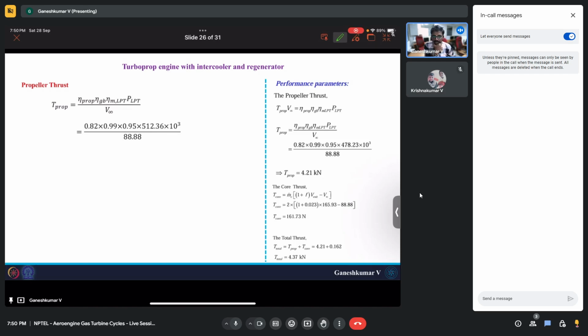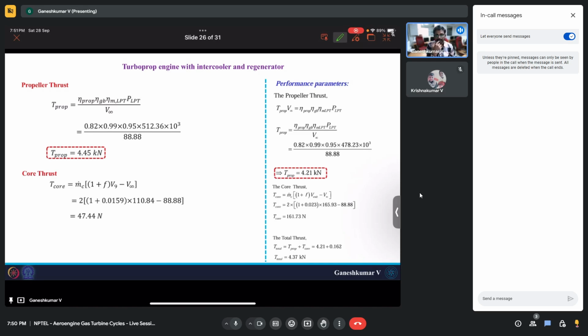So you can substitute these numbers. All the efficiencies are the same. The only thing is the power produced by the LP turbine is higher here. So we end up having higher thrust here, which is around 4.45 kilonewton. However, in the lectures we saw only 4.21 kilonewton. Now the core thrust is going to be lesser compared to what we saw in the lectures because our velocities are lower, which is expected. And yeah, we have a very substantial reduction in the core thrust.